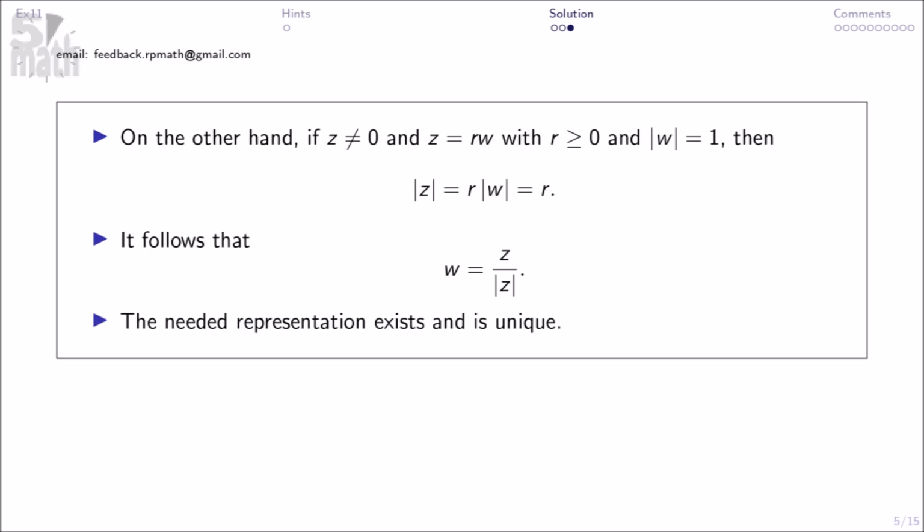On the other hand, if z does not equal 0, and z equals rw with r greater than or equal to 0, and the absolute value of w equals 1, then the absolute value of z equals r times the absolute value of w, which equals r. It follows that w equals z divided by the absolute value of z. The needed representation exists and is unique.